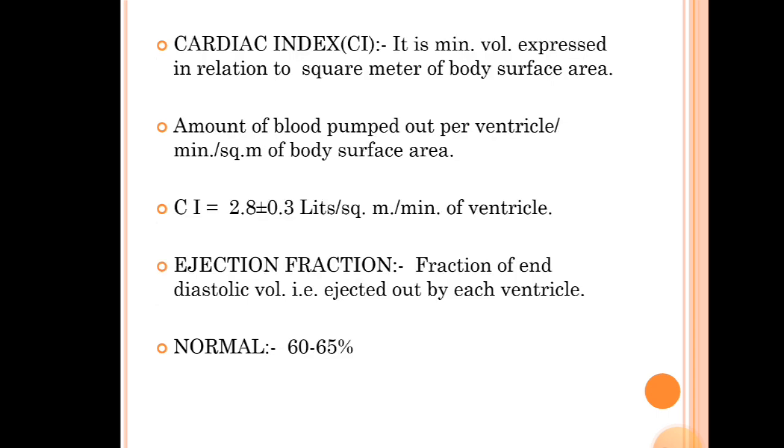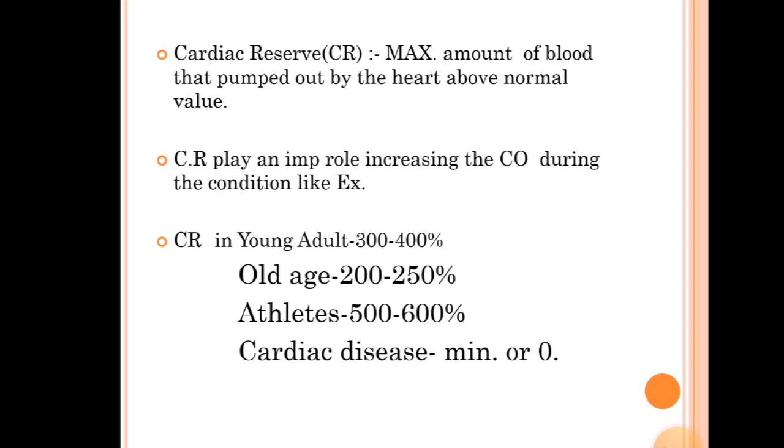Cardiac index is expressed in relation to square meter of the body surface area, and it is the amount of blood pumped out per ventricle per minute per square meter of the body surface area. So ejection fraction is the fraction of the end diastolic volume that is ejected out by each ventricle, and normal is 60 to 65%. Cardiac reserve is the maximum amount of blood that is pumped out by the heart above the normal value.